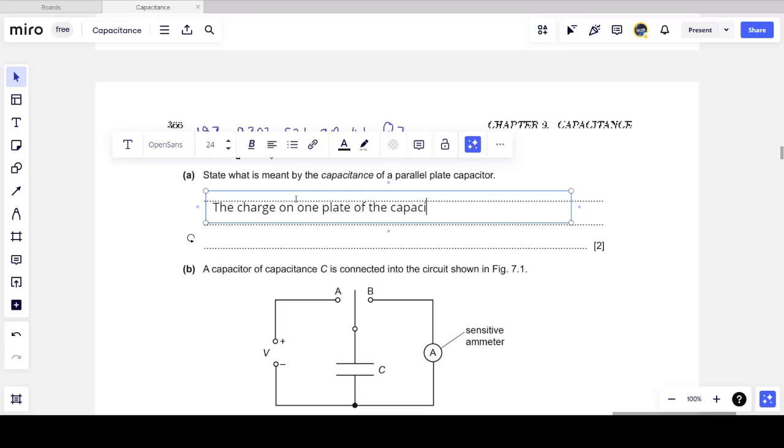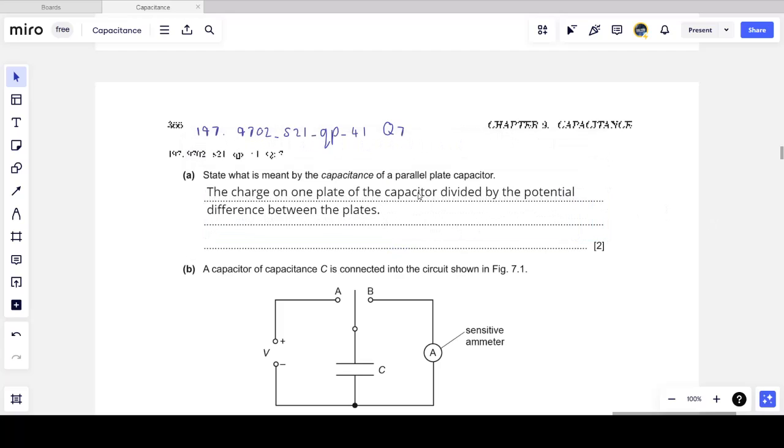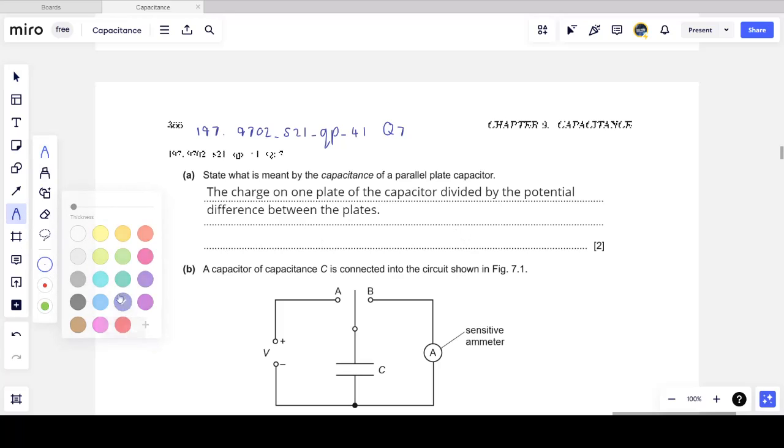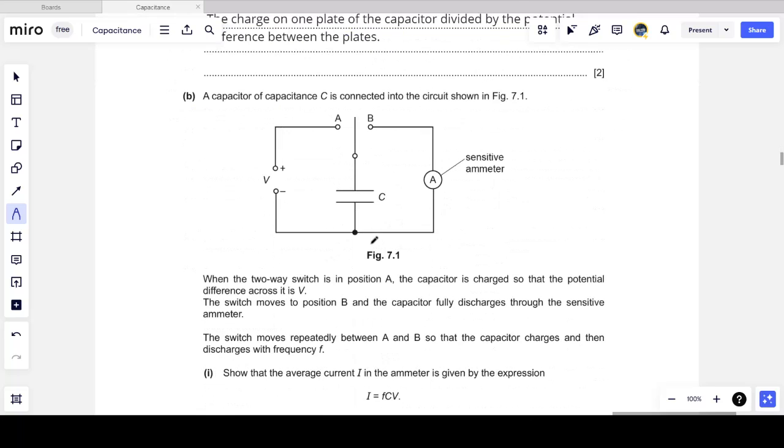of the capacitor, and this question comes up a lot, divided by, now potential is difficult to state for a parallel plate capacitor, but we consider the potential to be the potential difference between the plates. So I take the amount of charge stored in one of the plates, which is the charge of the capacitor, divided by the potential difference between the plates, and it gives me the capacitance of the capacitor. So slightly different from our definition of what capacitance is for any conductor. This is specifically for a parallel plate capacitor. And it's a common type of question.